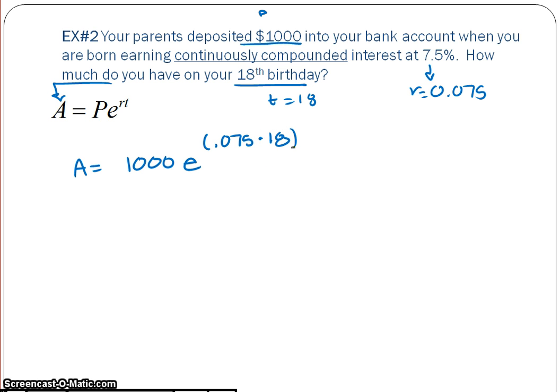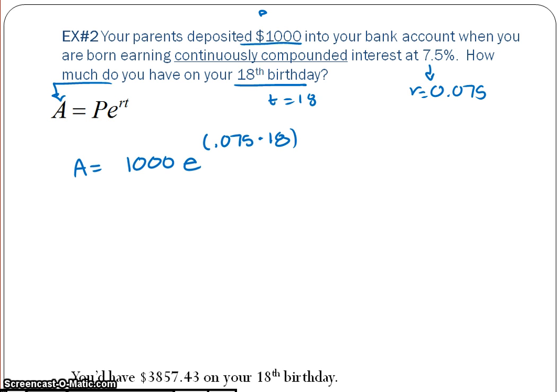So again, we can put this directly into your calculator. So you should have it out. We can do 1,000 times e to the, and then the parentheses are open, 0.075 times 18, close parentheses, press enter, and you should get out that you'd have $3,857.43 on your 18th birthday. So it's a little bit more than when it compounded monthly.